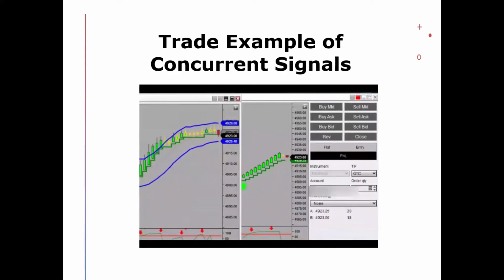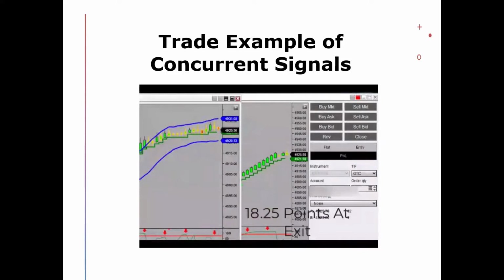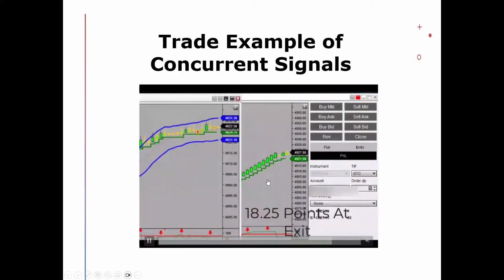All right, so here you can see we're making a little bit of a pullback. Market consolidated on that pullback and it's continuing to go higher. All right, so here on that trade, we had an 18.25 point trade on the exit.